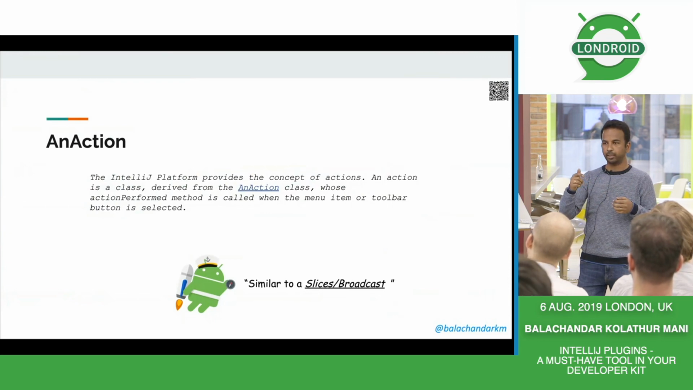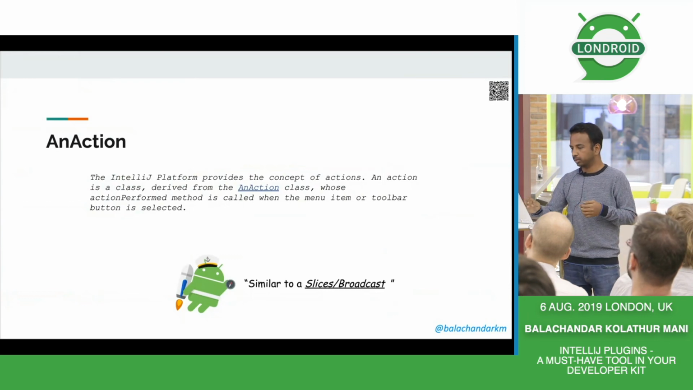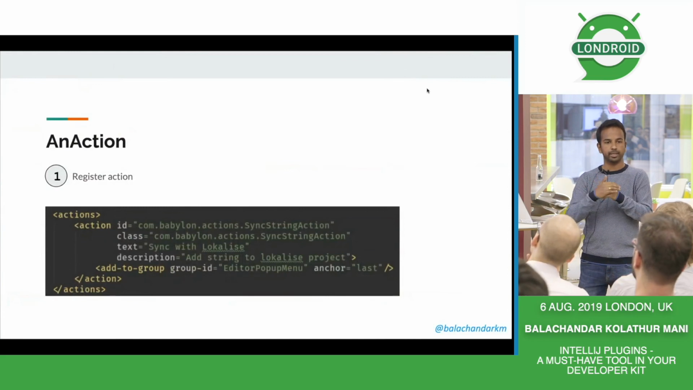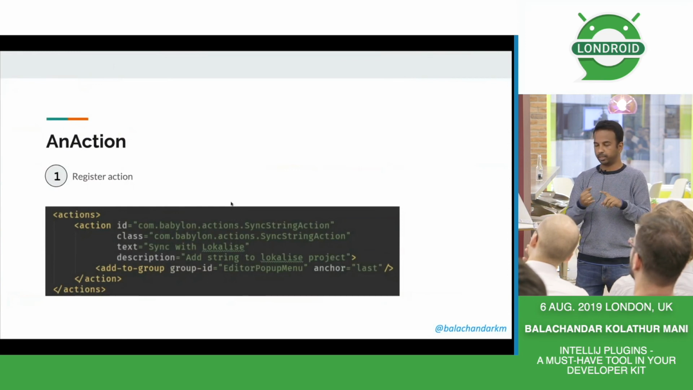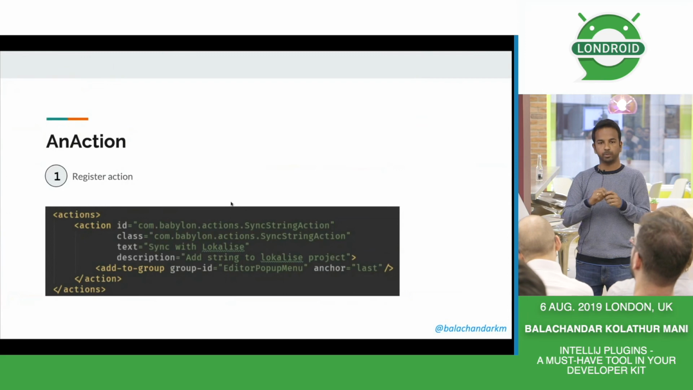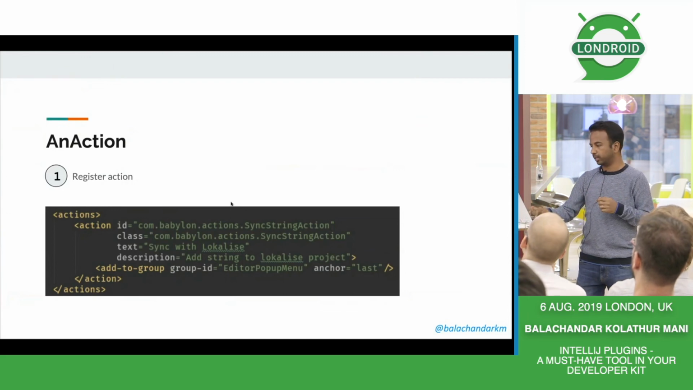So if the user clicks an item in the menu and you want to do something, you can do it over there. To register an action, you need to declare the action inside the plugin.xml file, which is similar to the Android manifest file I just mentioned. You declare the ID and class, the text will be the title of your action wherever IntelliJ wants to add it, and the description will be the text that is shown when you hover over that particular action. And then you need to specify where to add this action. That's where we specify the action group.